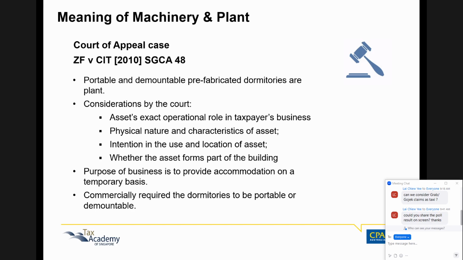In the end, the court decided that because of this company's business of providing accommodation on a temporary basis, commercially, these dormitories are required to be portable and demountable. The court decided that this type of dormitories, although they are buildings, also qualify as a plant, and so qualify for capital allowance. Machinery is easier, but for plant sometimes we may have disputes. So this is just a case for info.